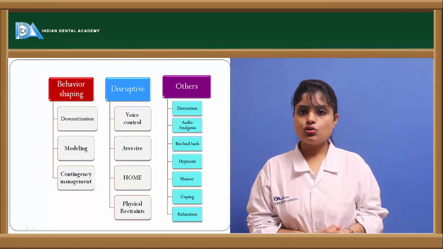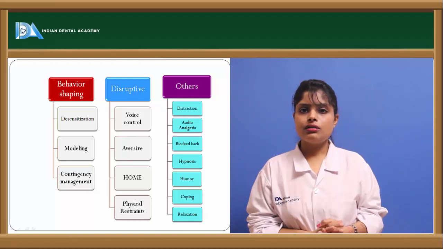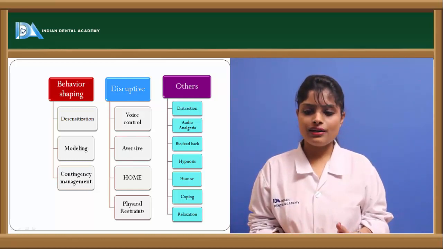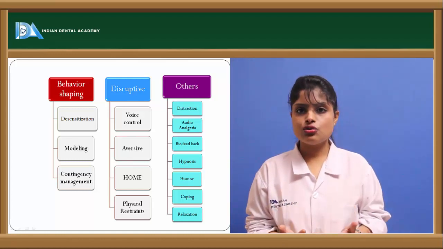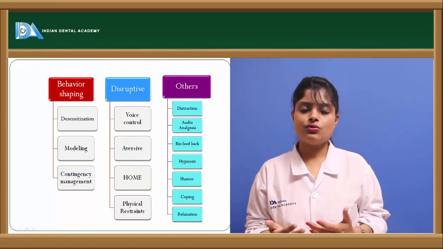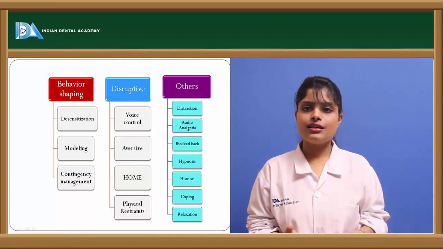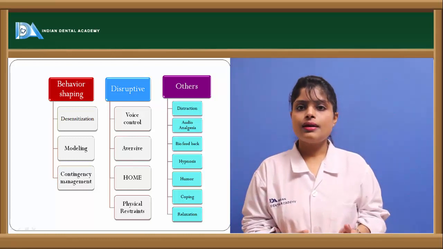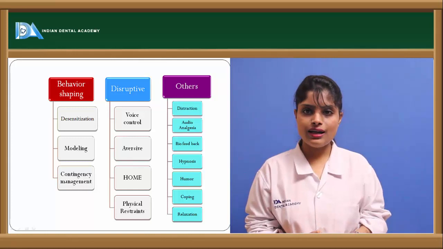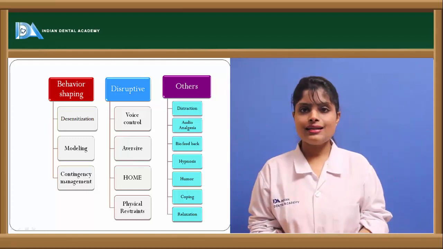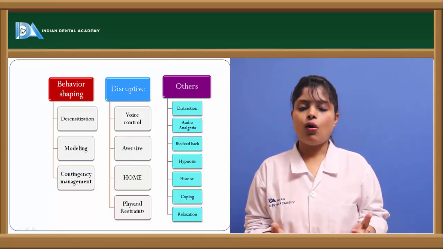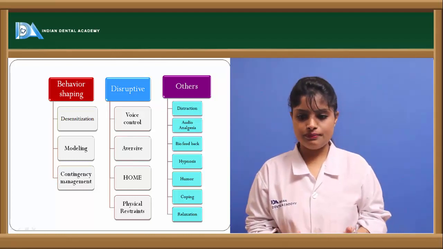They can be social, for example, the presence of the mother in the operatory, the pat, the smile, or the praise to the child. For example, that the child is wearing a very nice dress, the child is looking beautiful, the expressions of content to the child, the appreciations which are given to the child can act as positive reinforcement or social reinforcement to the child.